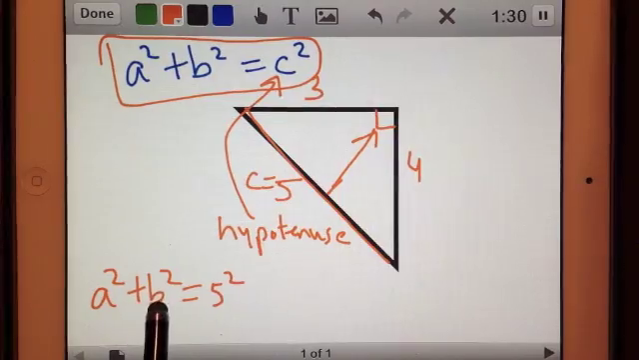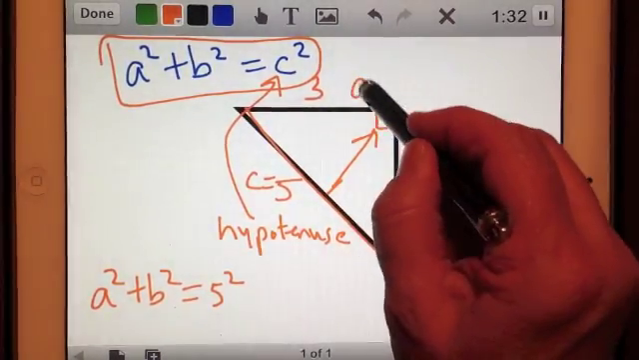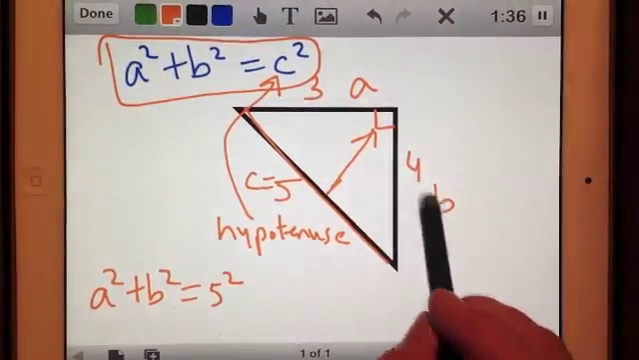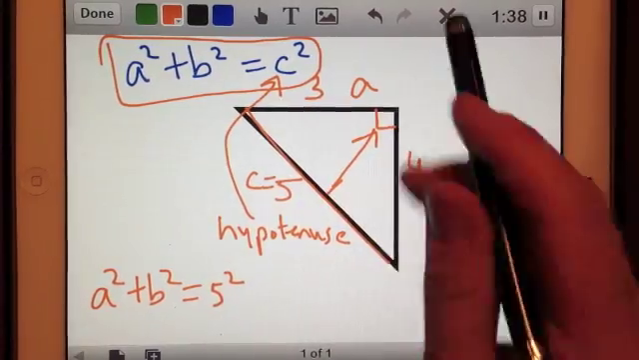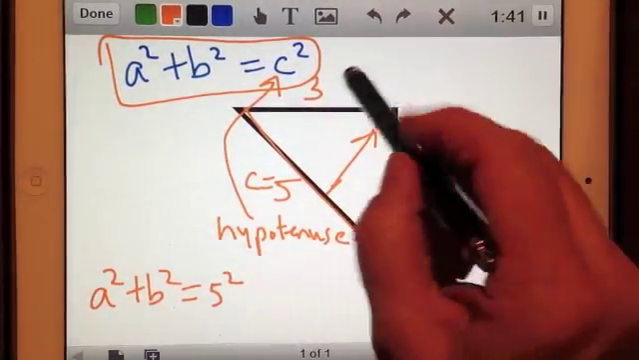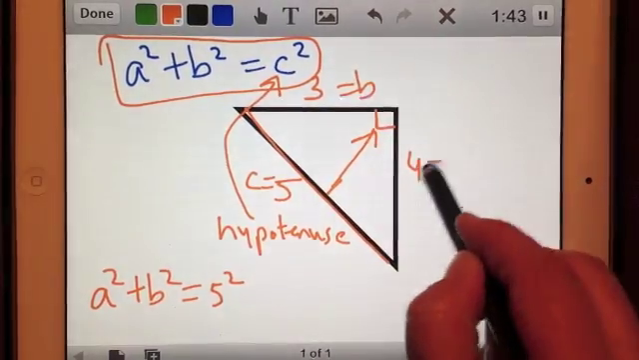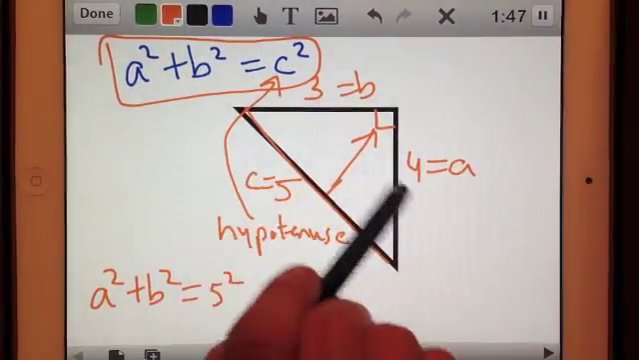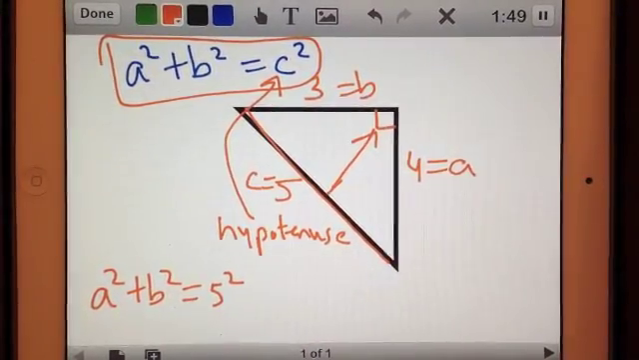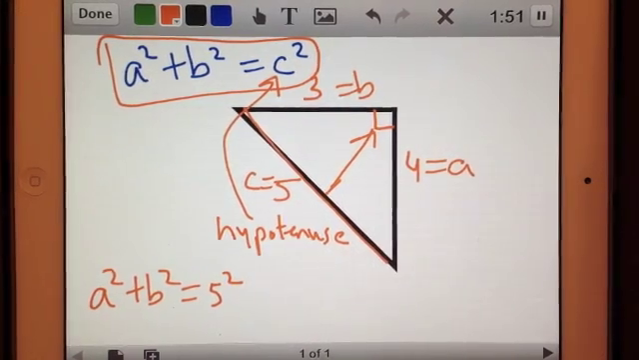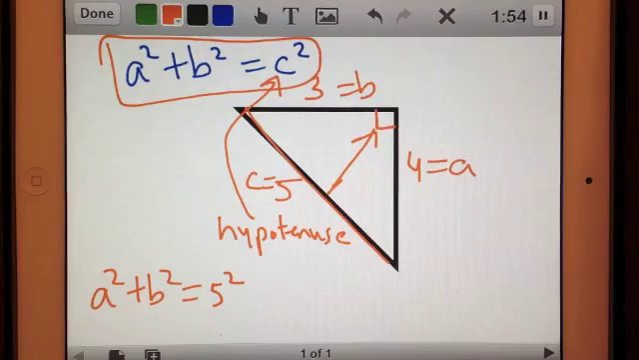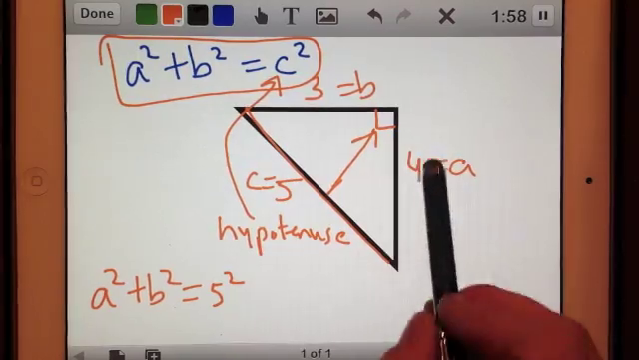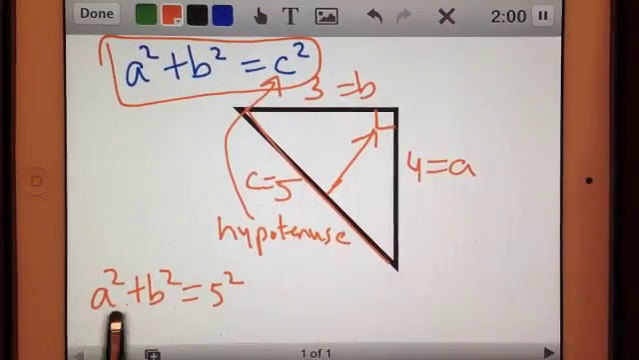Now A and B really can be either side. A can be 3 and B equals 4, or you can reverse it and say this is B and this is A. It doesn't really matter, because in the end you're just adding the squares of both sides, and you can reverse the order in which you add them. So let's just say A equals 4 and B equals 3. Then I just need to plug in 3 and 4 for A and B in this formula.